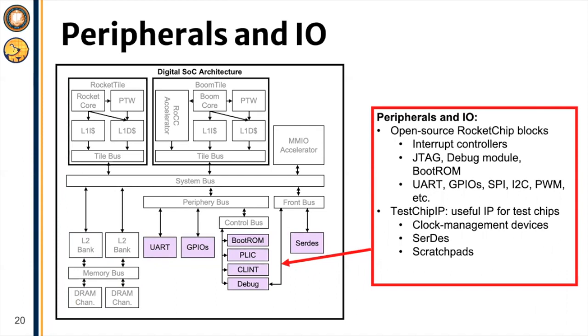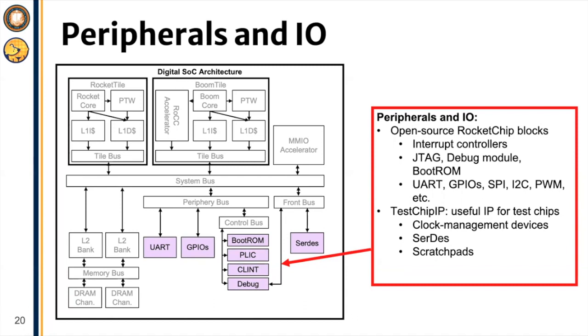We also have this library of things called test chip IP. These are more esoteric IP that we build for our test chips, things like clock management structures, generic serializers, deserializers, debug scratchpads, various things that maybe aren't so useful for the performance of your system, but if you built a chip and you need this feature to debug it, then you're really thankful that it's there.